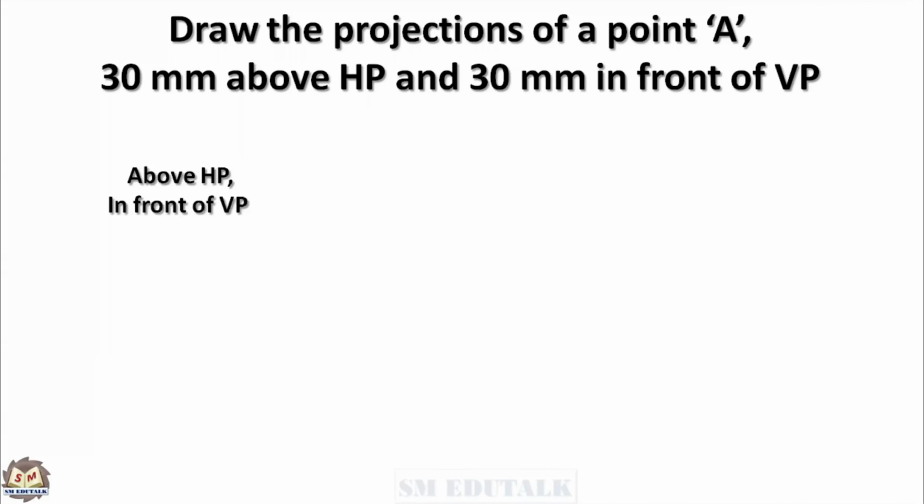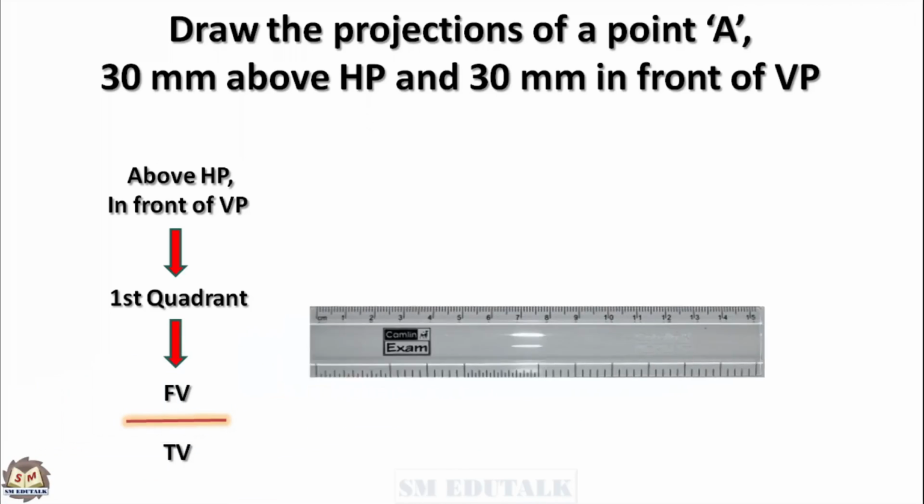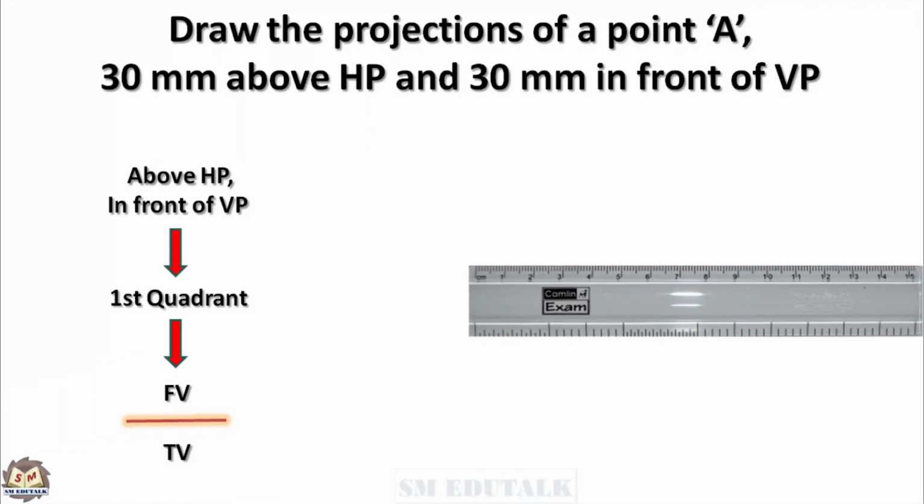What is the position of the point A? Above HP and in front of VP. So point A is located in the first quadrant. It means the front view goes above the XY line and the top view goes below the XY line. So first draw the reference line XY using the horizontal scale of the mini drafter. But for the sake of explanation convenience, I am using the ordinary scale. It does not hide much portion of the screen, so you get better visibility. That's why I am using it. But as a student, never use this for drawing horizontal, vertical and parallel lines.